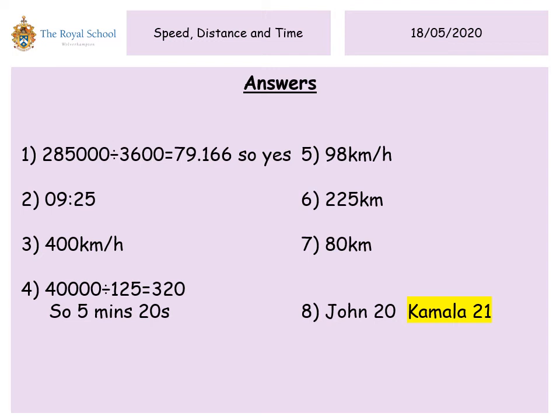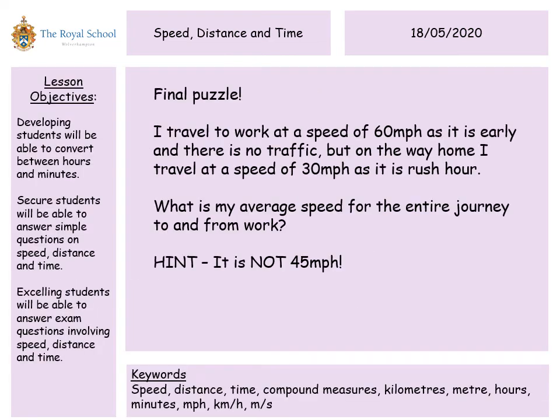So I'm moving on. So final puzzle, this stumped a lot of people, and you might actually want to try this out on some of the adults in your household as well, because it's very, very common for people to get this question wrong. So the final puzzle: if I travel to work at a speed of 60 miles per hour, as it's early and there's no traffic, and on the way home I travel at a speed of 30 miles per hour, as it's rush hour, a bit slower and there's a lot of traffic, what is my average speed for the entire journey to and from work? And no, it is not 45 miles per hour.